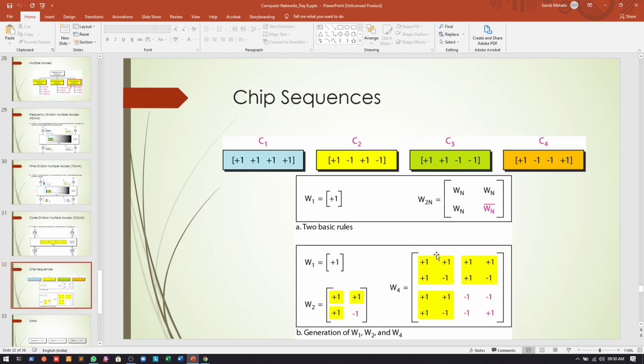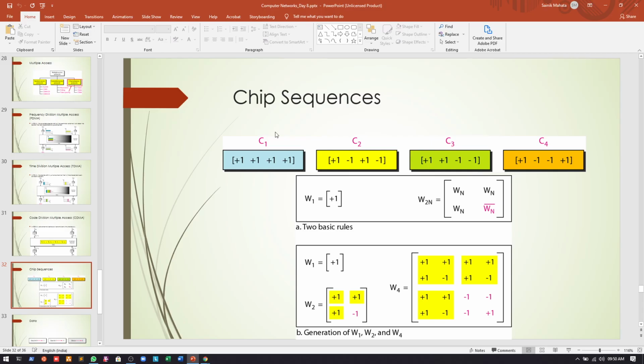Now, as we have said earlier, every channel will have a unique code of its own. So what's the code? Since we have 4 channels, you can remember the codes, which is one way of doing things. For C1, we have 4 bits and every bit is a positive 1. For C2, we have plus 1, minus 1, plus 1, minus 1. For C3, we have plus 1, plus 1, minus 1, minus 1. And for C4, we have plus 1, minus 1, minus 1, plus 1.